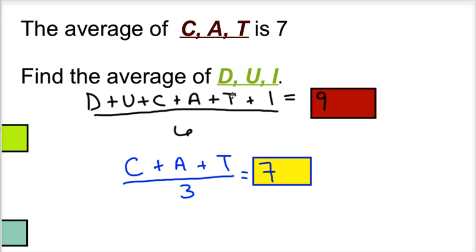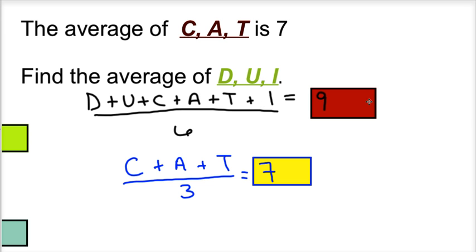In order to find the average of something, how do I find the average of something? You add all of them up and then you divide by how many numbers you have. So add them all up, find a total, and then divide by however many numbers you have. Alright, so what we need is the total of D plus U plus I. Do I really care individually what they are? No, I just care about what is D plus U plus I. So how do I find the total of DUCATI? How do I find the total of this?